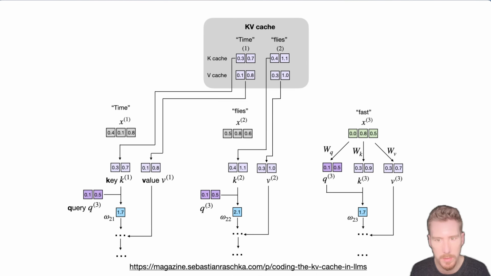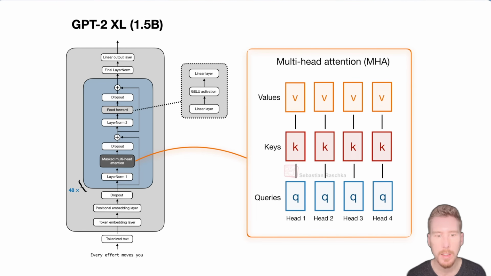But then this makes everything faster because we don't have to recompute them, but we have to store them. So the storage is basically the concern here. And so one idea, or multiple ideas, center around modifying the multi-head attention mechanism. Here, this is the classic GPT-2 architecture. We have classic masked multi-head attention here.